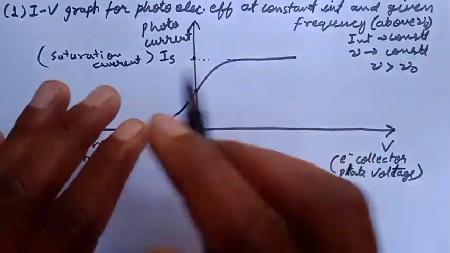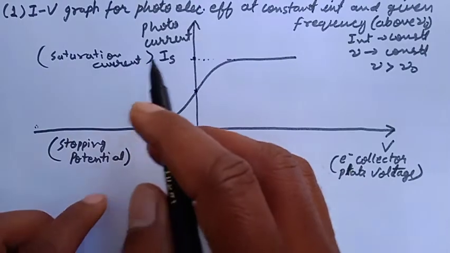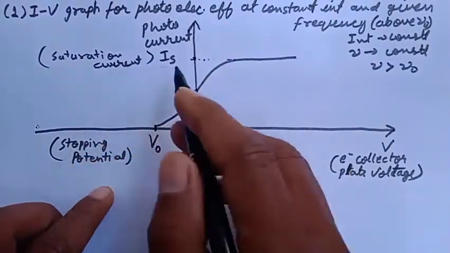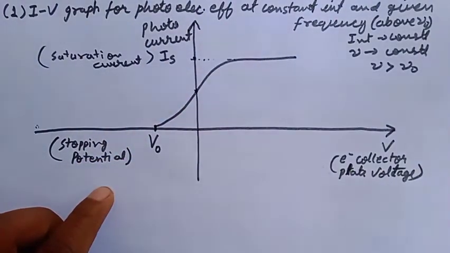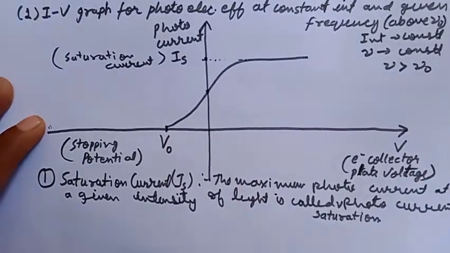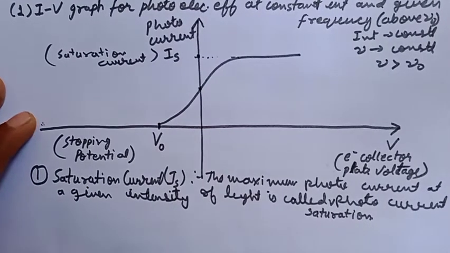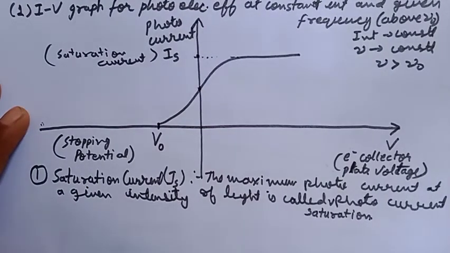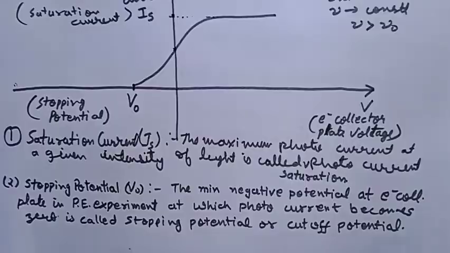So first we need to just define these terms, saturation current and stopping potential. Afterward we can proceed. So first is this saturation current. The maximum photocurrent at a given intensity of light is called saturation photocurrent.